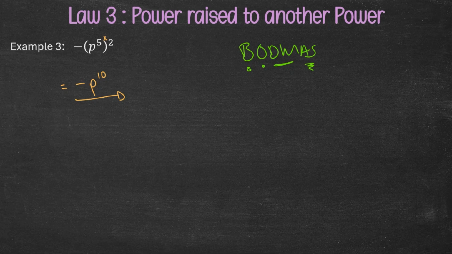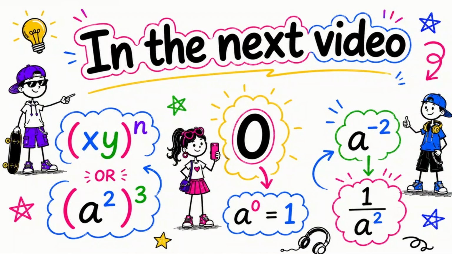That brings us to the end of this video. I hope this refresher helped you understand the first 3 exponent laws again, especially why we add, subtract, or multiply the exponents. In the next video, we will continue with more exponent laws, including brackets, zero exponents, and negative exponents.